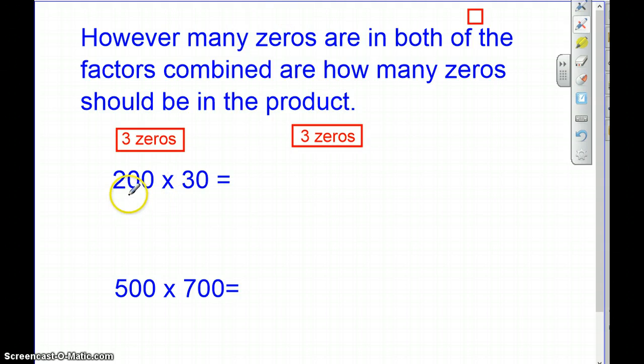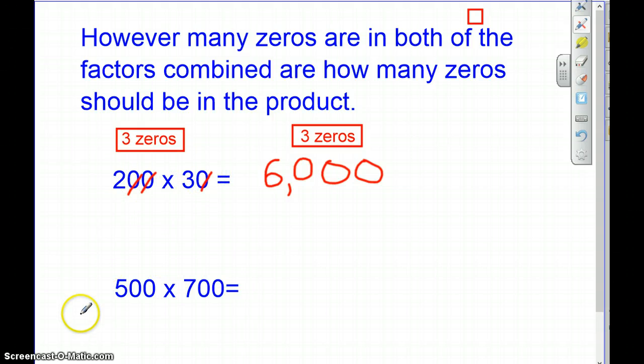Just like we did last time, we're going to cross off the zeros and pretend that they're not even there. And we're going to multiply just the single digit numbers. I'm going to multiply 2 times 3, which I know is 6. And since there are 1, 2, 3 zeros in the factors, I need to add back 3 zeros into my product. So 200 times 30 is equal to 6,000. Notice that the number of zeros in the product matches the number of zeros in both of the factors.